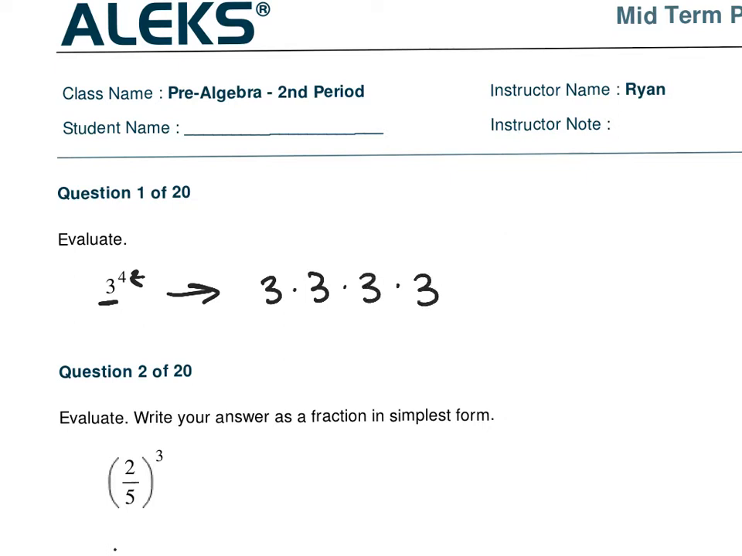Again, you can type this in your calculator, 3 times 3 times 3 times 3, or I know 3 times 3 is 9, this 3 times 3 is 9, and then simplify 9 times 9 to get 81. So 3 to the 4th power is 81.